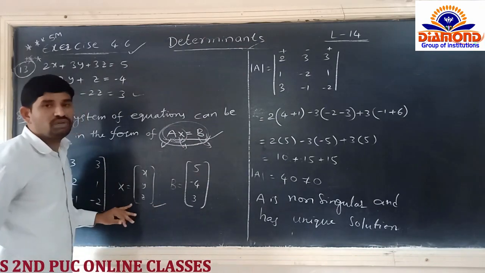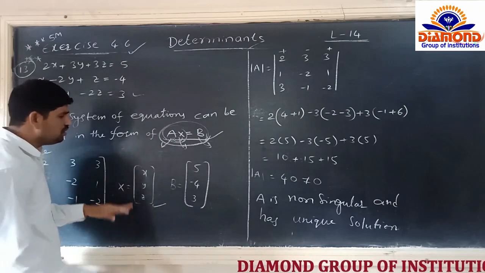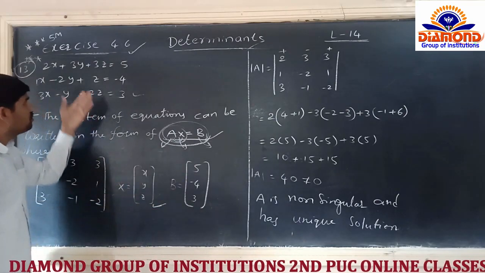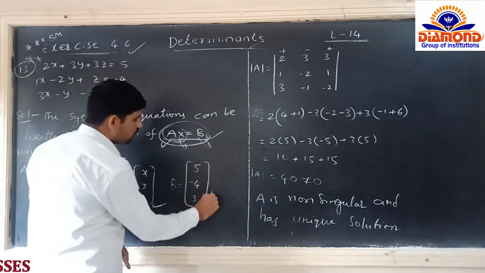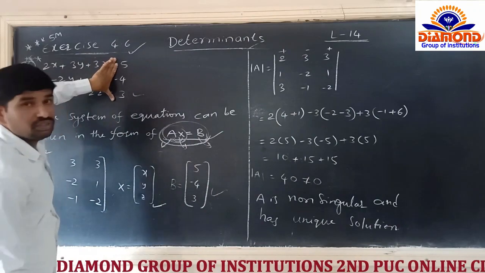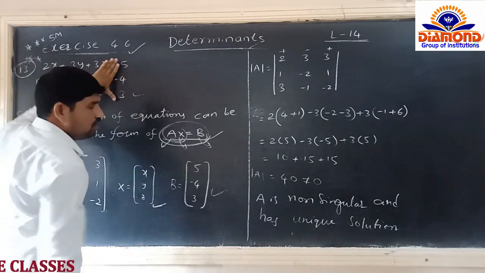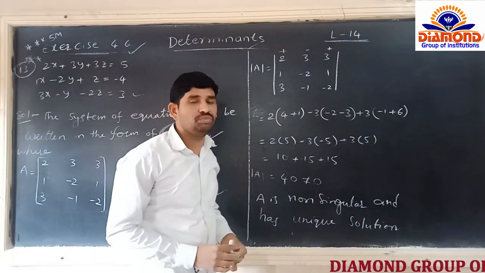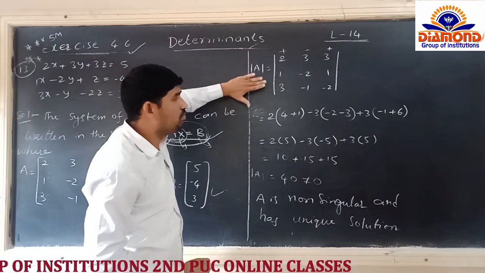What is X? X is a variable matrix. In the previous class or problem I also told you it is a variable matrix. Whatever variables are found in these three equations, we write them: X, Y, Z. The constant matrix, after the equals sign, consists of the constants left in these three equations, written in this order: 5, minus 4, 3. That's all. We got the A matrix, X matrix, B matrix. Here we will get 1 mark. Now we can start the determinant.